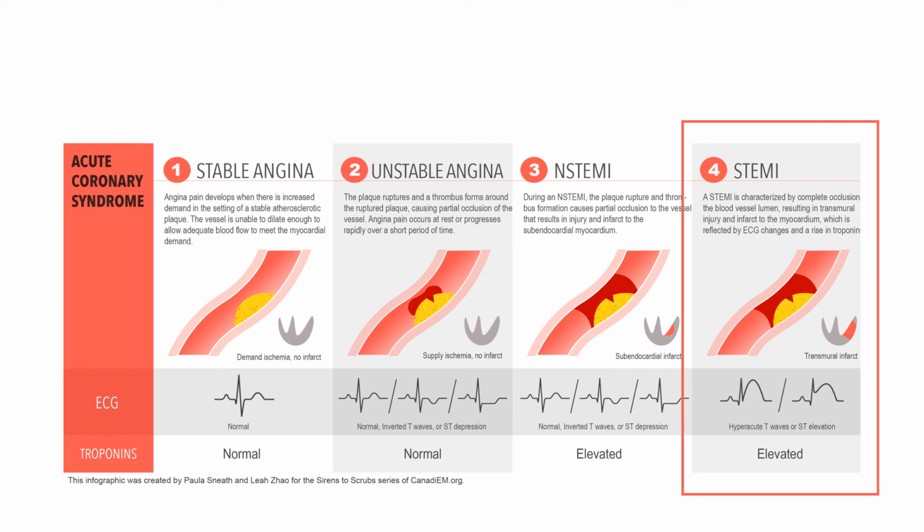And lastly, in the case of STEMI, a STEMI is characterized by complete occlusion of the blood vessel lumen, resulting in transmural injury and infarct to the myocardium, which is reflected by EKG changes and a rising troponin. This is a transmural infarct, and on EKG we'll either see the hyperacute T waves or ST elevation. And in the case of STEMI, the troponin levels will be elevated.